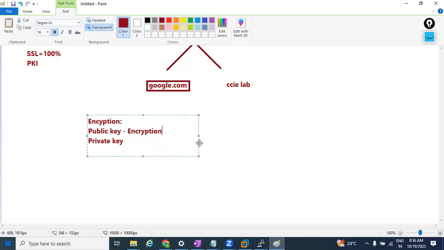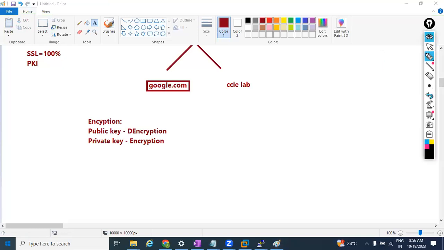Sorry. Public key would perform decryption. Okay. And this is about encryption. This is about what? Encryption. Yesterday, I hope you remember, we discussed during encryption one method before the Diffie-Hellman concept key.